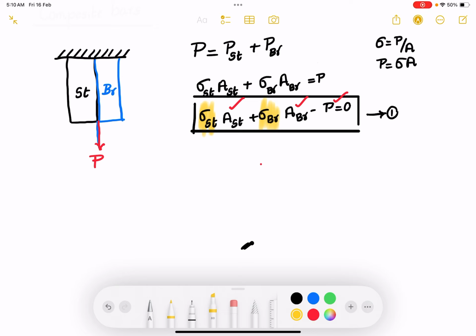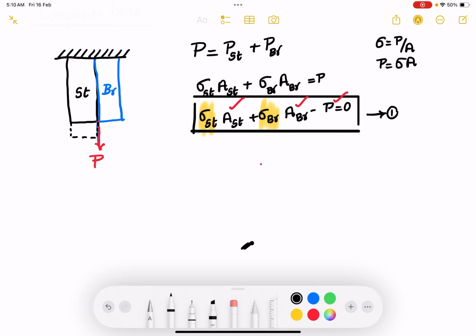So if you have got two unknowns in an equation, you just need one more equation, and you can just solve the two equations simultaneously in order to find the stresses. So how do you come up with the second equation? If you look at the deformation, both the bars, steel and brass, they are going to get deformed by exactly the same amount because they are secured to one another.